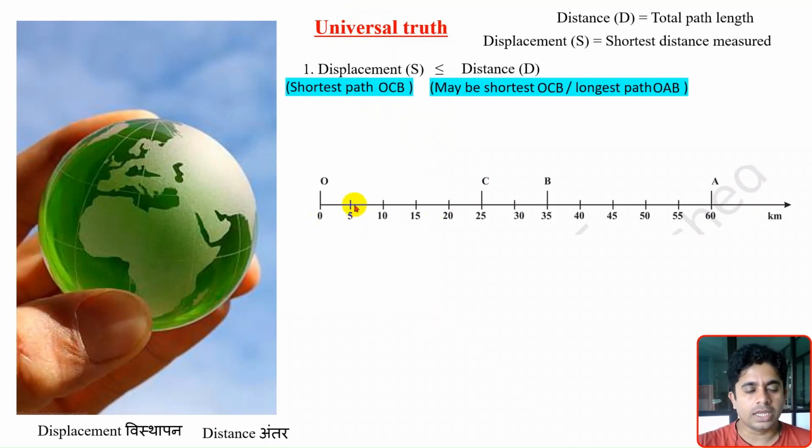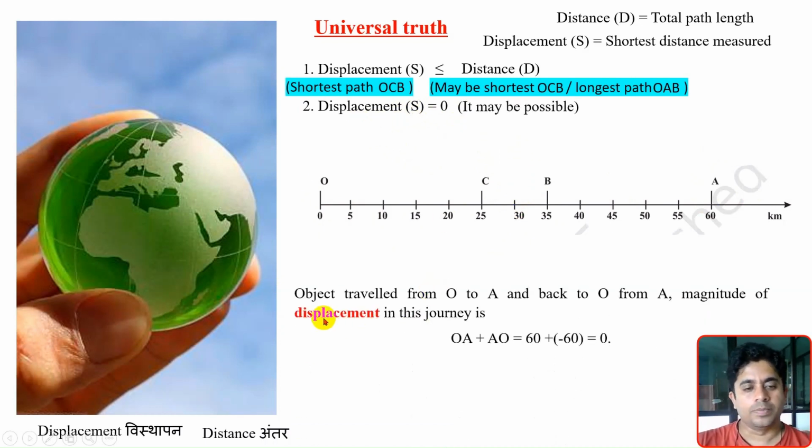Now in this journey, as we know, O is the initial position and A, B, C are the different positions at different instants. Again, the first question: whether displacement can be zero, whether it is possible. Yes, it may be possible. See, again, we will consider one journey. The object has traveled from O to A and back to O. What is the magnitude of displacement for this journey?